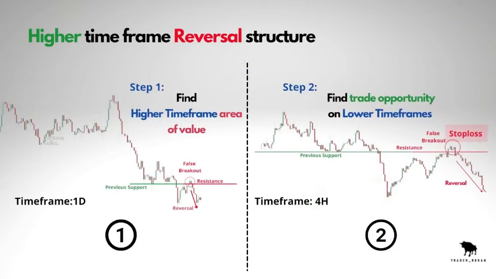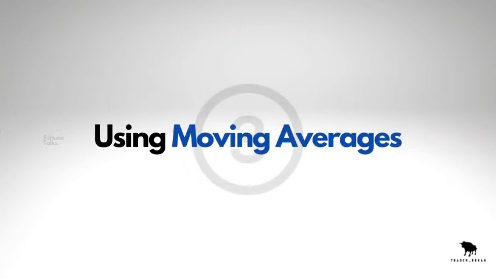So what exactly are we looking at? In case of this strategy, you have to look for a higher time frame area of value like a support or a resistance where the prices can eventually reverse, and you can then take a trade entry on a lower time frame with the help of a reversal candlestick for confirmation. In this case, there was a false breakout and you can leverage the highs of this false breakout to place your stop loss. Now the third strategy we will be discussing is using moving averages.